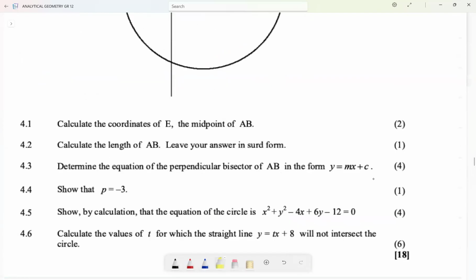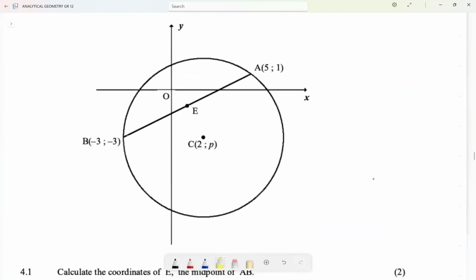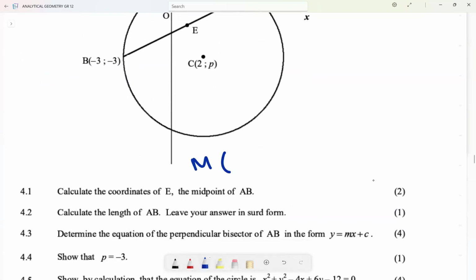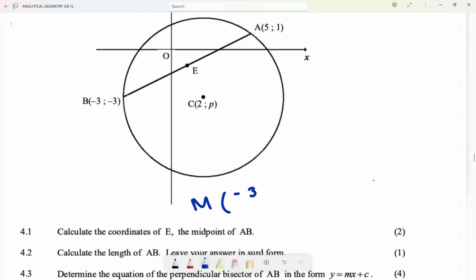Calculate the coordinates of E. It's just the midpoint now. You know how to find the midpoint. You just add the x together, negative 3 plus 5 divided by 2, and then the y together, negative 3 plus 1 divided by 2. And then you get the midpoint to be something like 1 and negative 1.